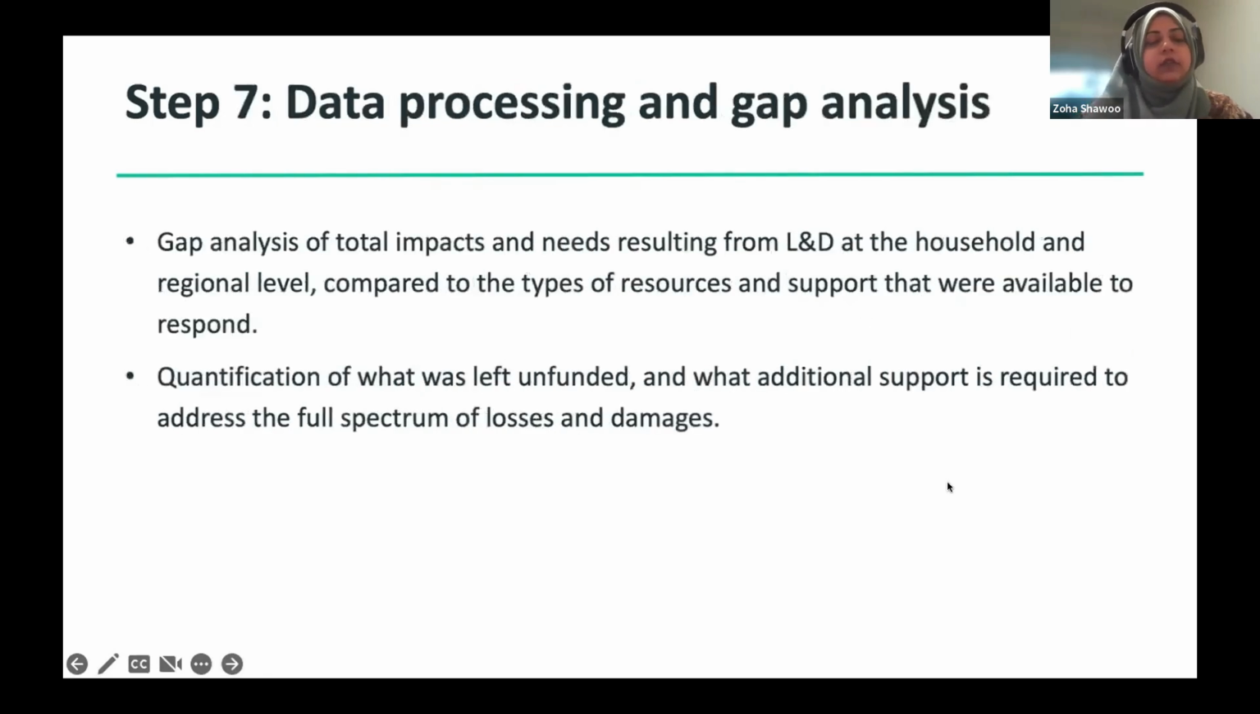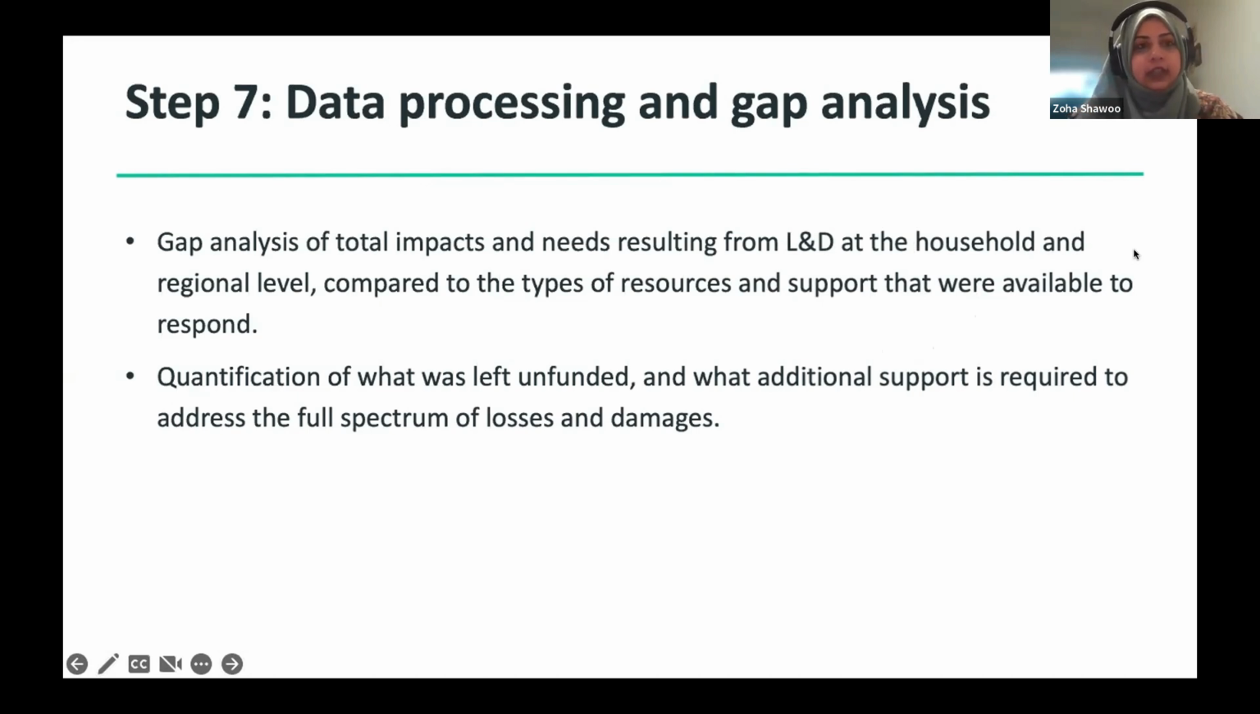So then you take all of this information and you would do a gap analysis of the total impacts and the needs at the household and regional level, and then you compare that with the resources and support that were available to respond, and that would give you some kind of quantification or estimate of what potentially was left unfunded, and therefore what additional support is required to address the full spectrum of losses and damages, and also some insight into what that funding could support, what specific activities it could support.